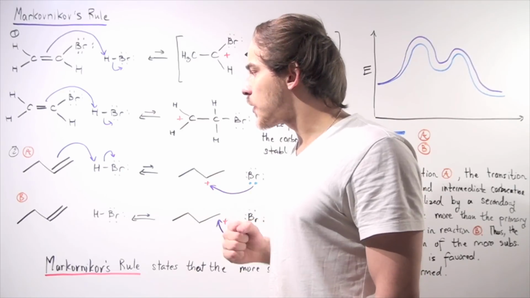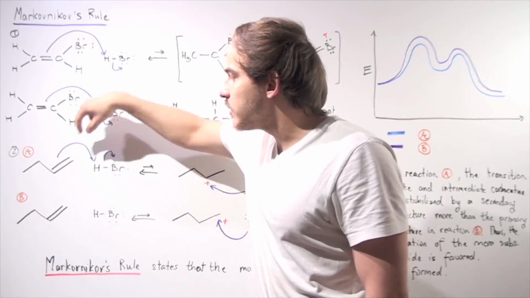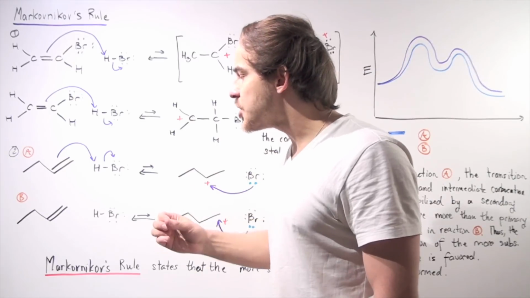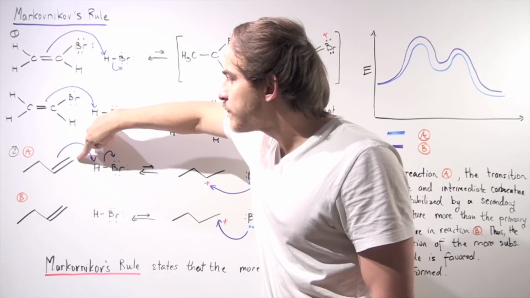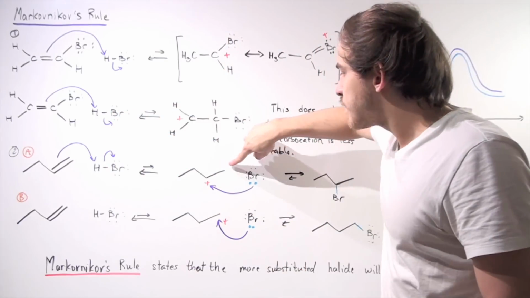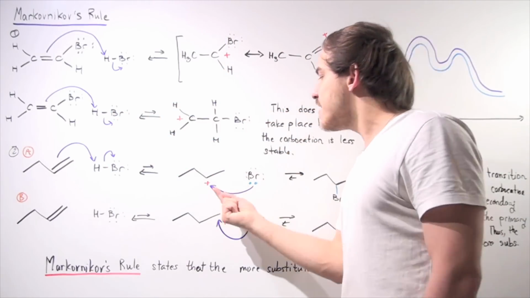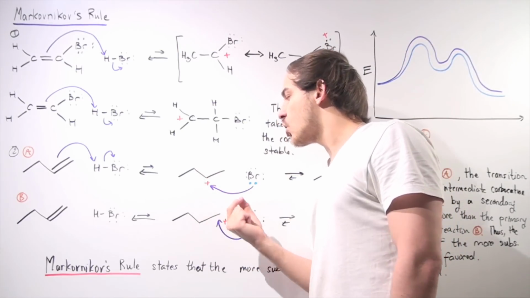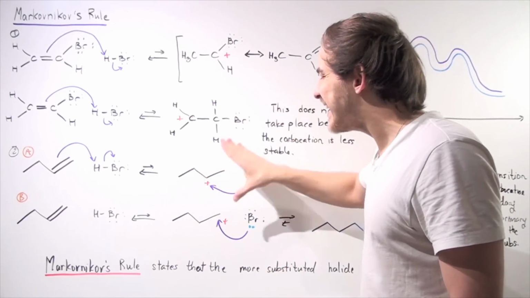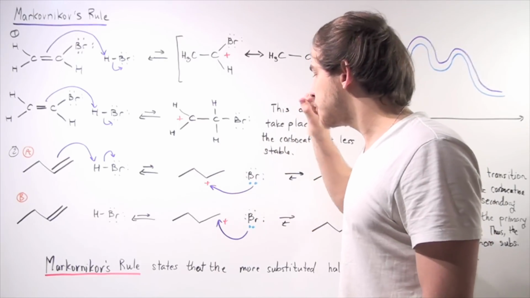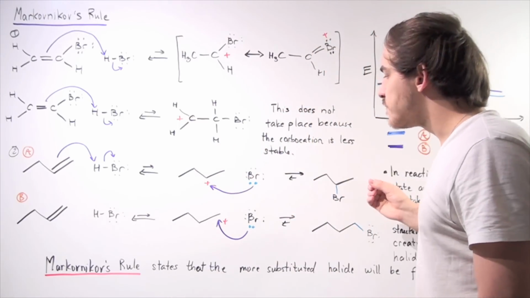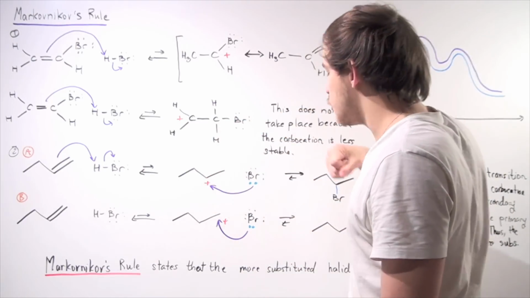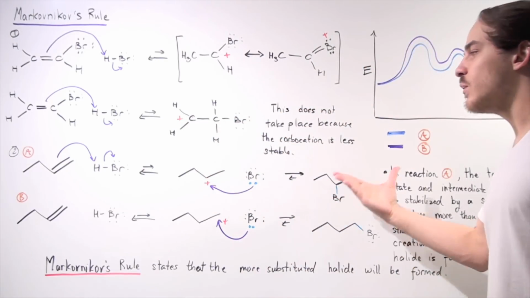So in the first step, the pair of electrons in the double bond takes away this H atom, and our H atom becomes attached to this first carbon. So this first carbon gets the H, and this second carbon has our positive charge. So notice this is a secondary carbocation intermediate. In the second step, our nucleophile creates a bond with this open 2p orbital, forming the following product.